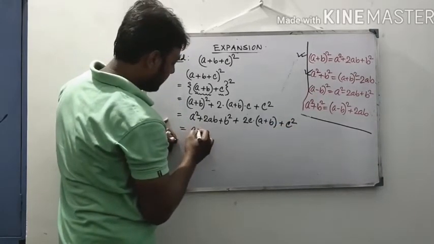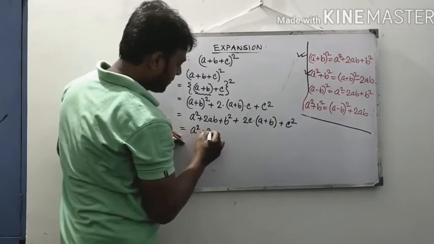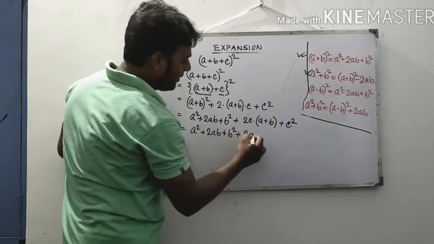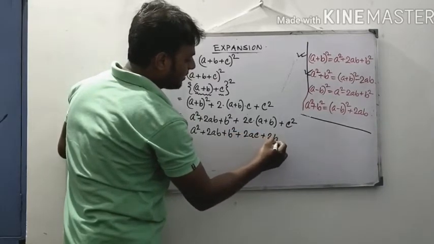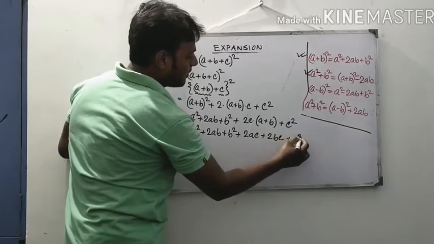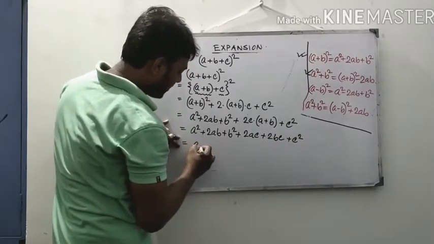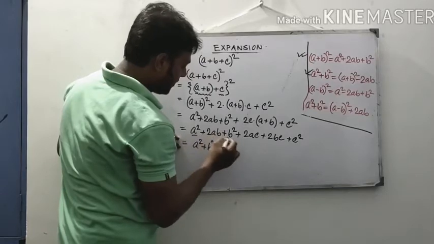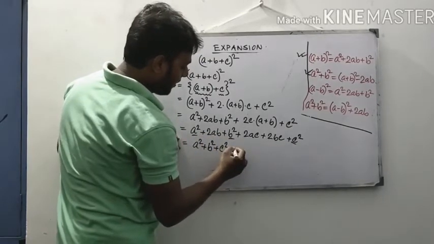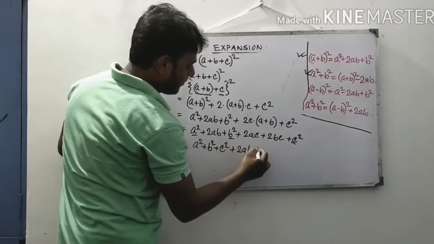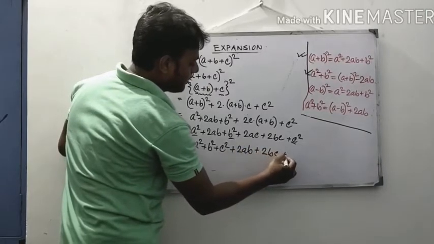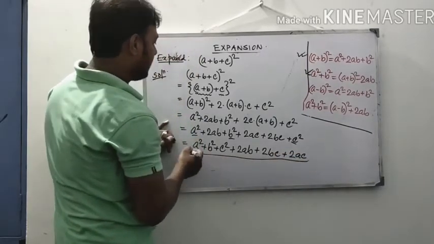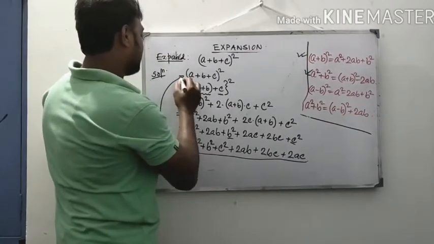Now simplify more: a square plus 2ab plus b square plus 2ac plus 2bc plus c square. Now just arrange all the data: a square plus b square plus c square. I am considering these and writing all the other terms: 2ab plus 2bc plus 2ac. So this is the expanded form of a plus b plus c whole square.